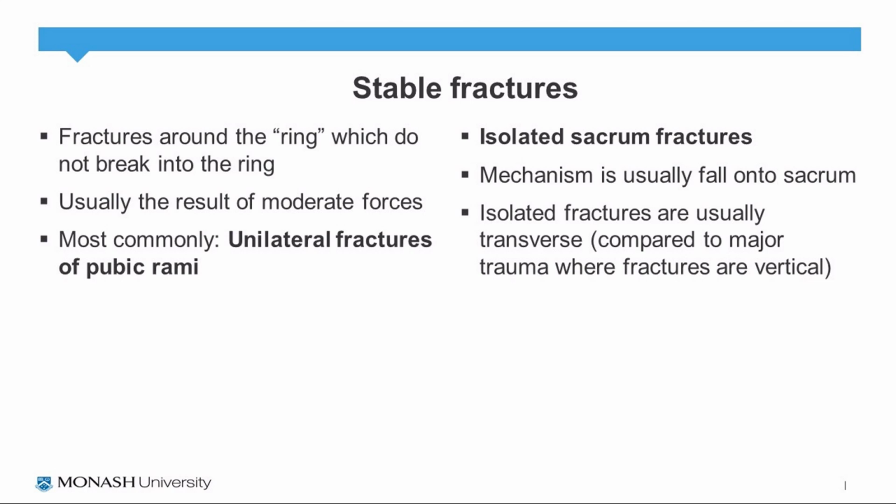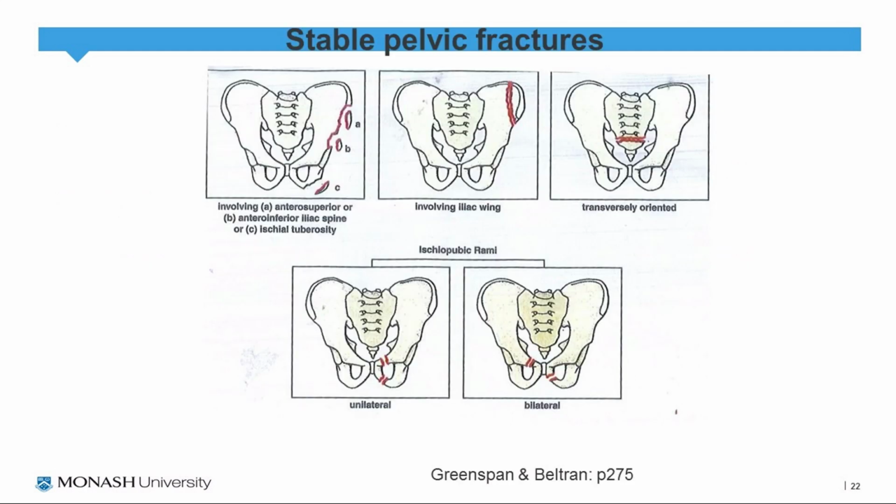With sacral fractures, the mechanism is usually a fall onto the sacrum, and these fractures tend to be transverse in comparison to major trauma where fractures are vertical. Here we've got examples of stable pelvic fractures, fractures of the iliac wing, and then also isolated fractures of the ischial tuberosity, transverse fractures of the sacrum, and then unilateral single fractures of the pubic rami.